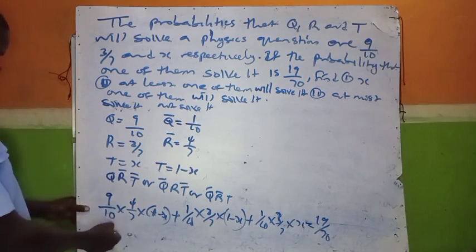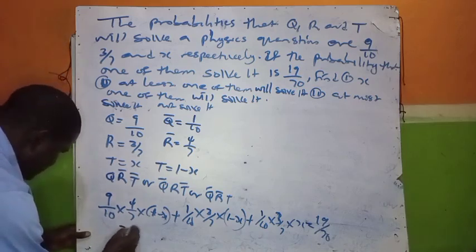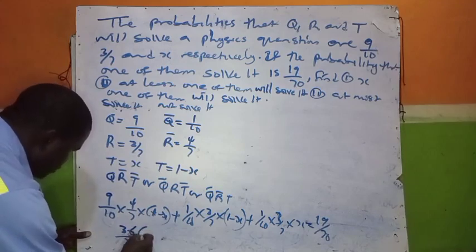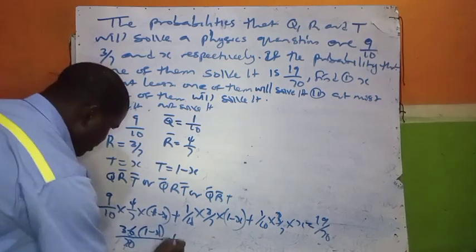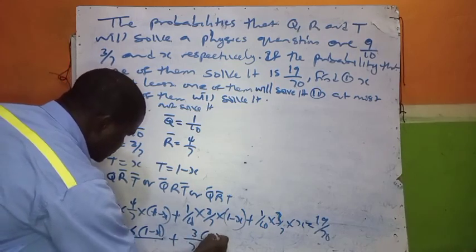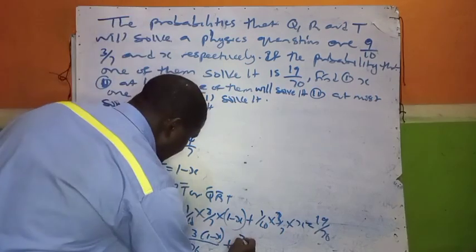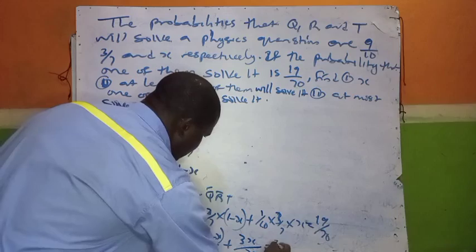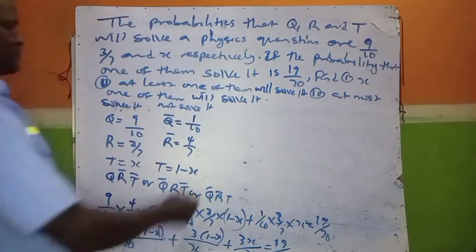So for this, you can have 36 over 70 minus 36x over 70. For this, you have 3 over 70 minus 3x over 70. Here you have 3x over 70. So altogether, that's 19 over 70.